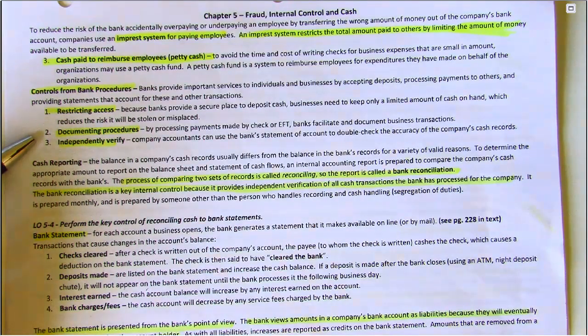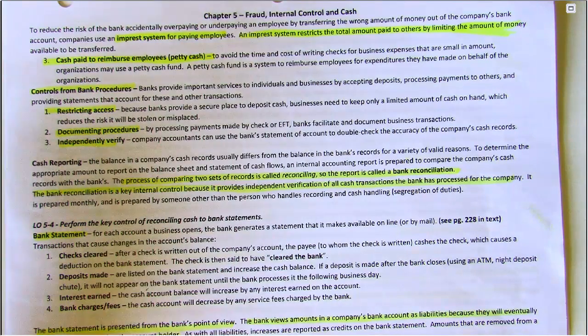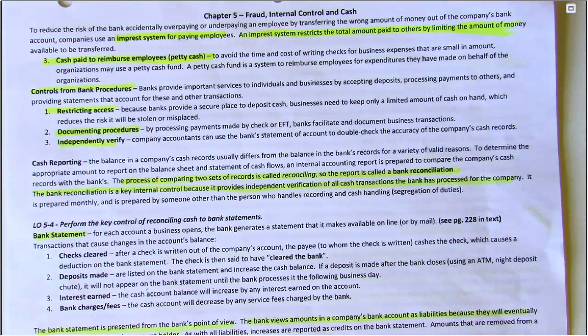The second is documenting procedures. Banks provide a second proof of all transactions that you process with the bank. You would have your records indicating deposits made, EFT payments or receipts or checks written, and the bank would have their record as well.